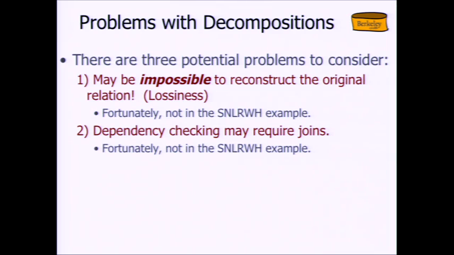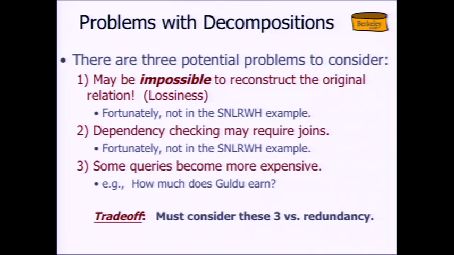That's bad. And then the last one is some queries become more expensive because you got to do joins you didn't need to do before to answer the queries. And you do want to be sensitive to your workload. What kinds of queries do you tend to get? And design your layout to fit your workload. So it's a concern. So you have to trade off sometimes these concerns against your desire to get rid of redundancy. We're not going to trade off number one. We're not going to turn our data into wrong data.